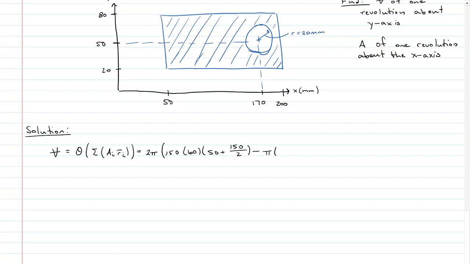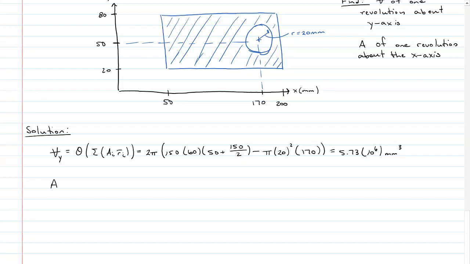Area of the circle is pi r squared. And then the distance to its centroid from the y-axis is 170 millimeters. So my volume calculates to be 5.73 times 10 to the power of 6 millimeters cubed. Okay, this is about the y-axis.